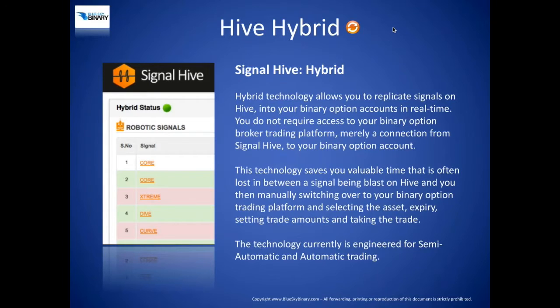The hybrid technology, which we launched recently, allows you to replicate these signals that are blasted on Hive straight into your binary option accounts. You don't require access to your binary option broker trading platform. All you need is a connection from Signal Hive to your binary option account. Now, this technology, in our view, saves you valuable time that is often lost between a signal being blasted on Hive and you then manually having to go over to your binary option broker and selecting the asset, the expiry, the trade amounts, and then actually physically taking the trade. The technology is currently engineered for semi-automatic and fully automatic trading.